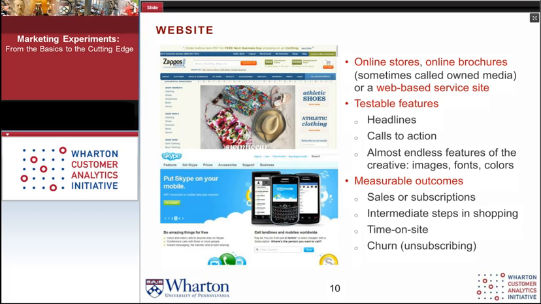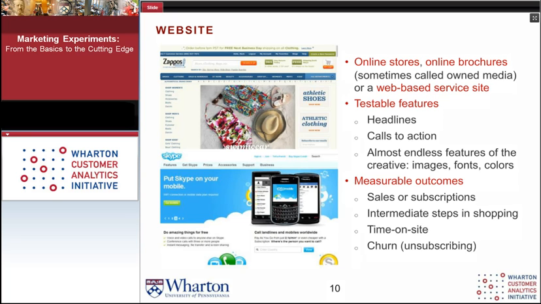So that's another form of marketing that you have, is your website. It could be an online store. It could be an online brochure. Actually, it could be a web-based service site. And I think people aren't doing enough testing on sites that are actually providing a service, and how customers are interacting with that service is a big opportunity to improve the quality of that service interaction through testing. The focus tends to be on acquisition channels and the marketing piece of this, but also in the service delivery, there's a lot of opportunity for testing.